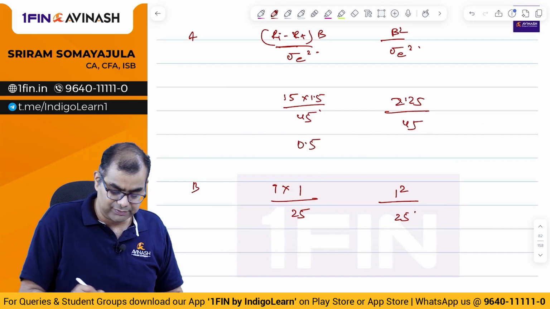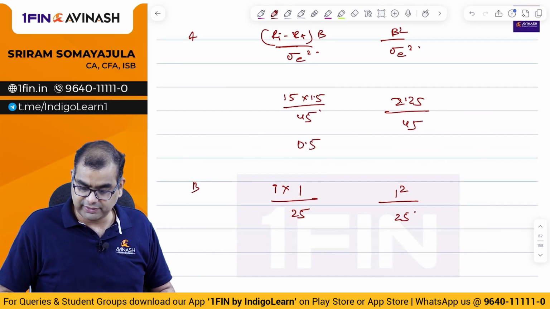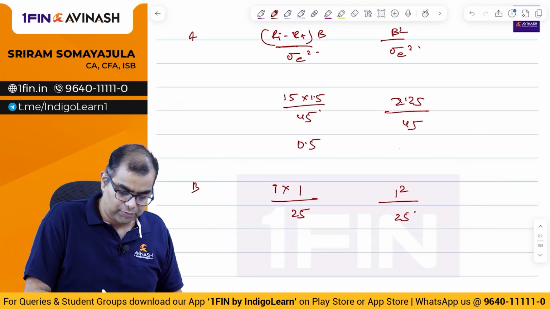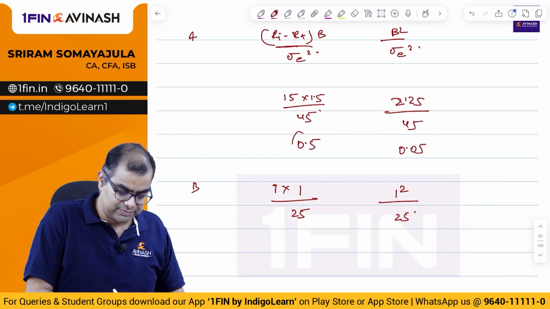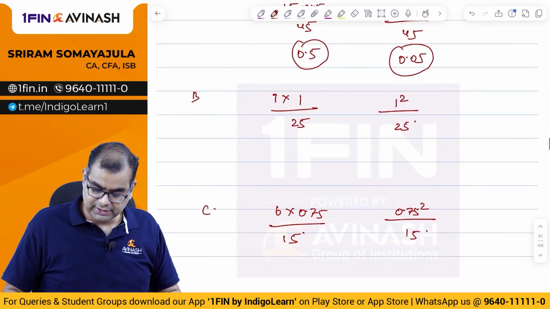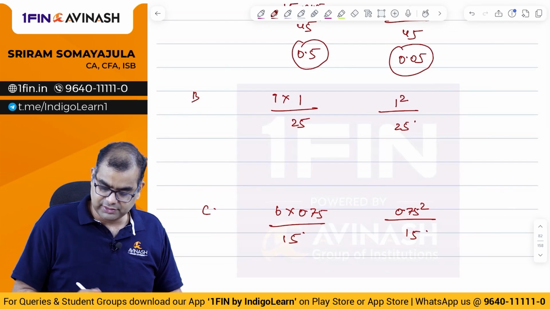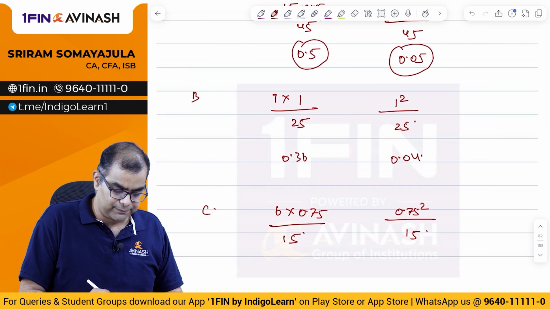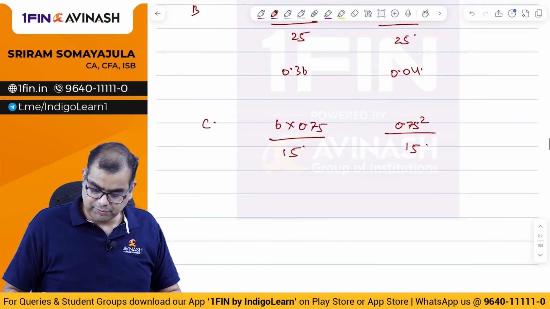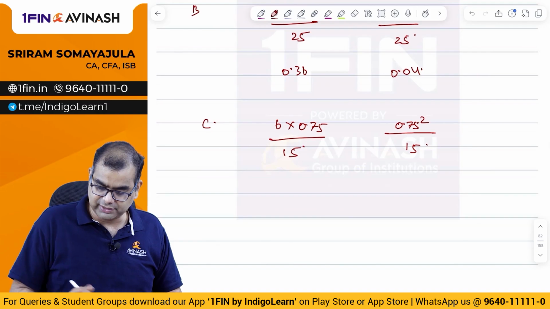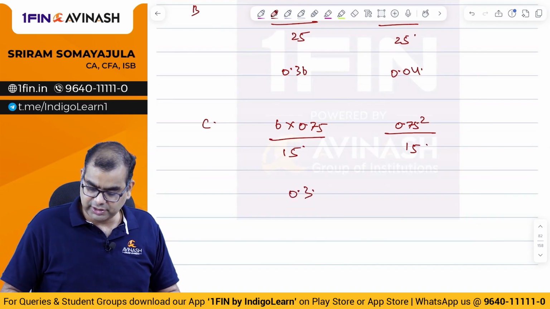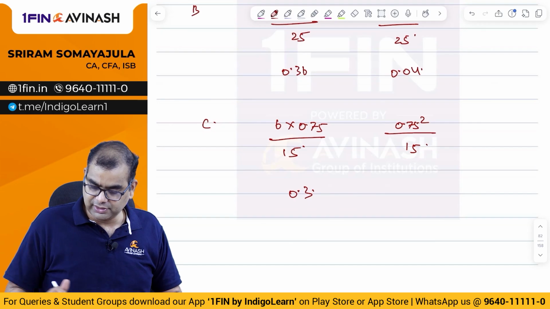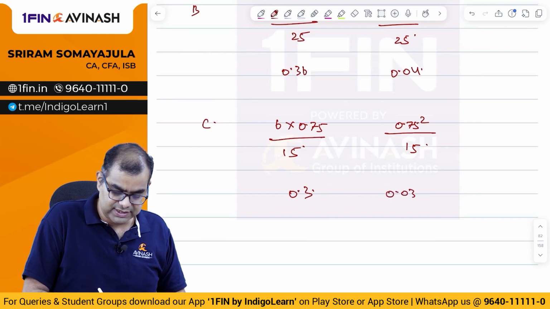0.5. Please don't add all of these. 2.25 divided by 45 is 0.05. Okay, please maintain these terms independently. Then 9 by 25 is equal to 0.36, 1 by 25 is 0.04. Then 0.75 into 6 is 4.5, divided by 15 is 0.3, and 0.75 into 0.75 divided by 15 is 0.0375.